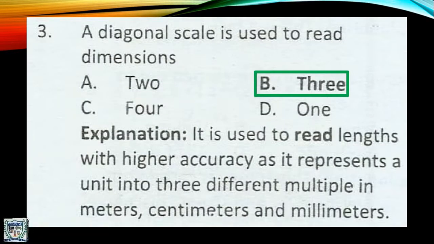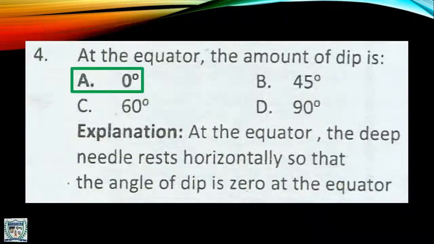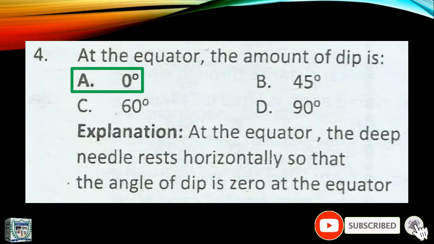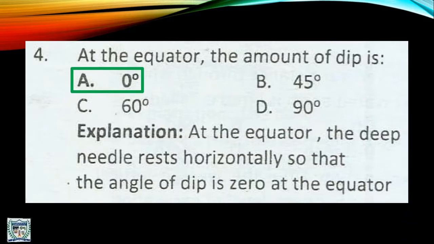Question 3. A diagonal scale is used to read dimension. Option B, 3. It is used to read lengths with higher accuracy as it represents a unit into 3 different multiples: meters, centimeters and millimeters. Question 4. At the equator, the amount of dip is 0 degree. At the equator, the dip needle rests horizontally so that the angle of dip is 0 at the equator.